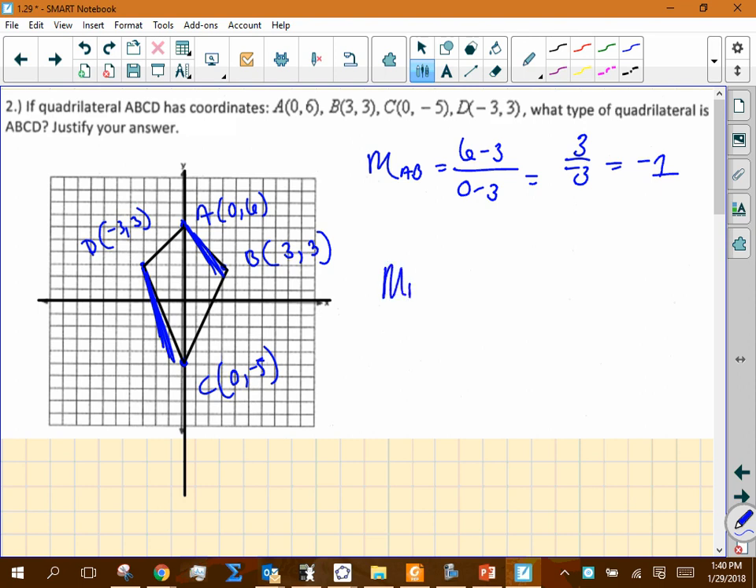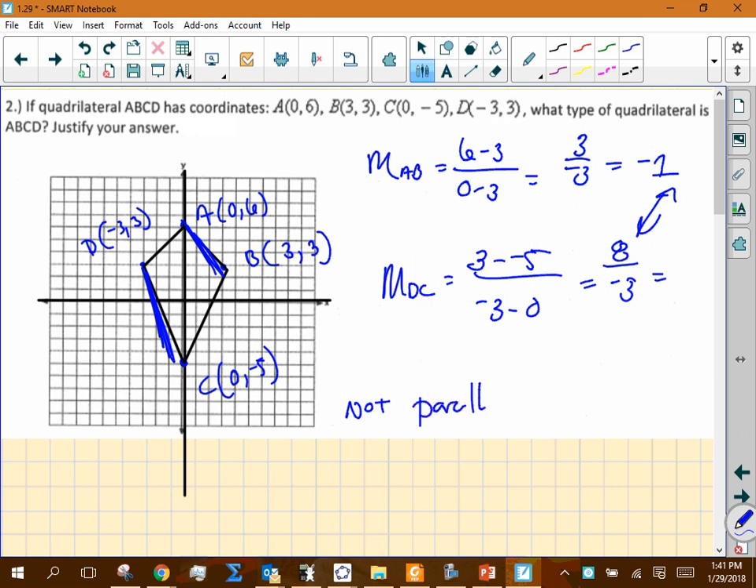So if I get the slope of DC, I'm going to take my y's, 3 minus negative 5, and I'll take my x's, negative 3 minus 0. So what's 3 minus negative 5? 8. And then I get negative 3 on the bottom. Is that equivalent to negative 1? No. Okay. So opposite sides are not parallel, so what does this mean? It's not parallel. Not a parallelogram.